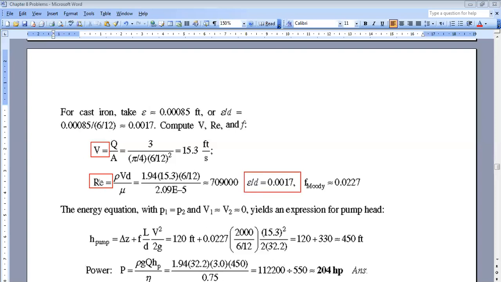Now, since I have two inputs, which are Reynolds and epsilon over D, I will go to my Moody chart to get F. Let us do it together. Okay, so let us go to the Moody chart. What is the value of Reynolds? It's nearly 7 times 10 to the power 5, and epsilon over D is 0.0017. So let us take these two values and plug them into the Moody chart.